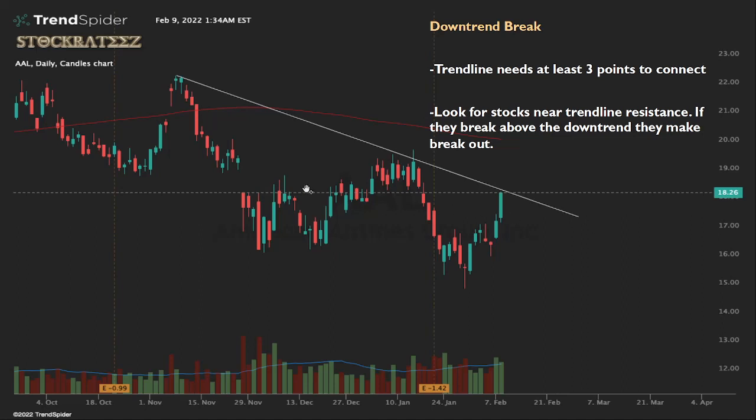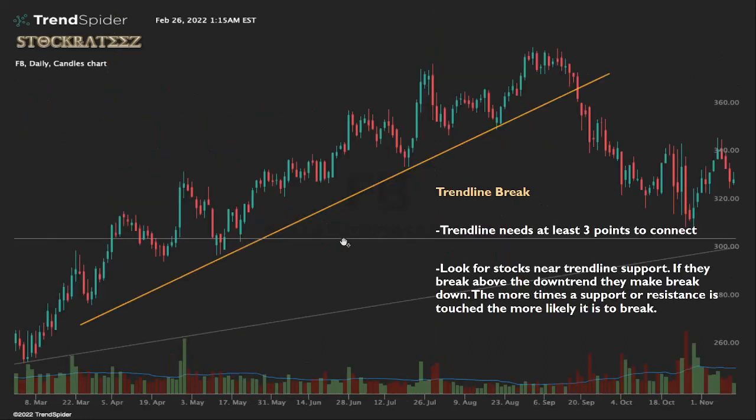You need at least 3 points of the trend line to connect, and you want to find stocks that are near the trend line resistance. If they break above the trend line resistance, a breakout could ensue. And then vice versa, trend line break for puts. We've got 1, 2, 3, 4, and then it ended up breaking this trend line and ultimately heading lower.